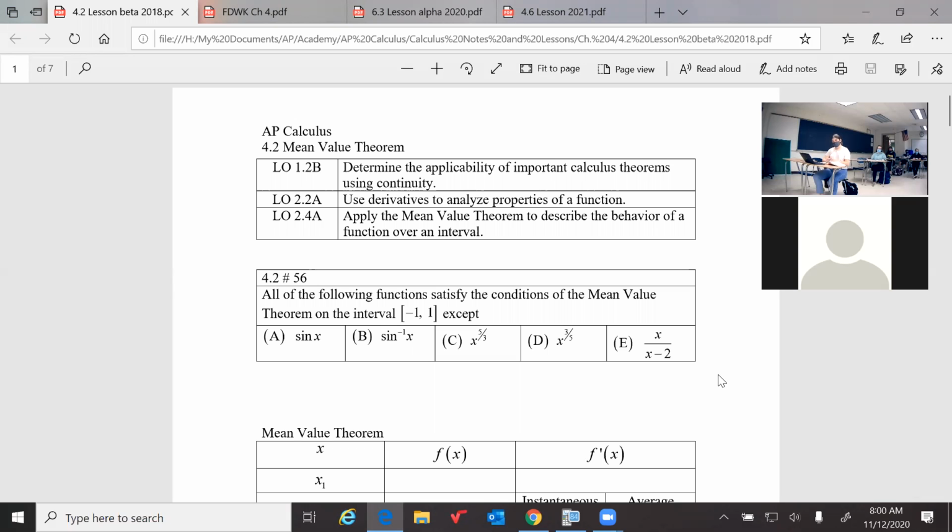Ready? What's the problem with choice E? X divided by x take away 2. When? Or 2. See, if you put 2 in here, 2 makes the denominator 0. So you'd have 2 divided by 0. No value for 2 divided by 0, it would be discontinuous. William's correct. But that's not the answer. Why not?